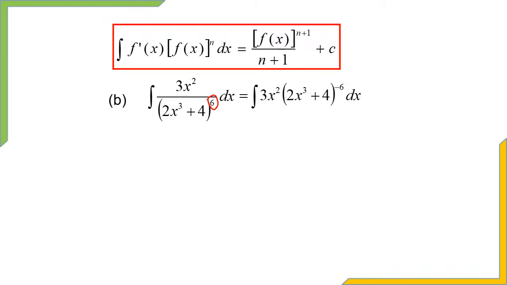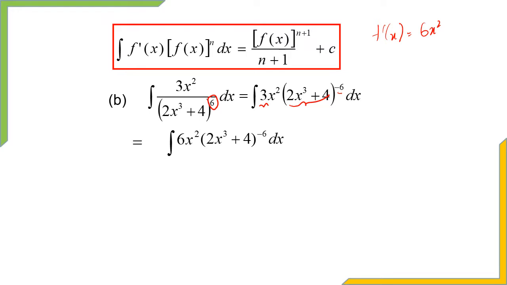So it's actually equal to 3x squared multiplied by (2x cubed + 4) to the power of negative 6, with respect to x. So what is our f(x)? The f(x) is 2x cubed + 4, right? So the derivative f'(x) should be equal to 6x squared. But what we have here is 3. So we write down it should be 6x squared multiplied by (2x cubed + 4) to the power of negative 6.